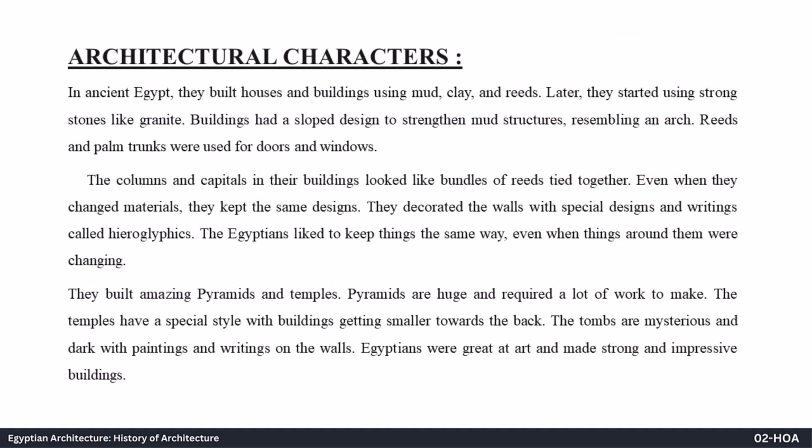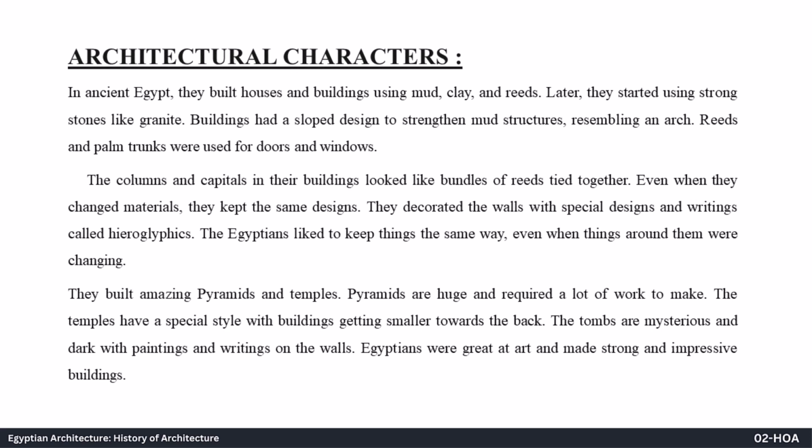Architectural characters. In ancient Egypt, they built houses and buildings using mud, clay, and reeds. Later, they started using strong stones like granite. Buildings had a sloped design to strengthen mud structures, resembling an arch. Reeds and palm trunks were used for doors and windows. The columns and capitals in their buildings looked like bundles of reeds tied together. Even when they changed materials, they kept the same designs.